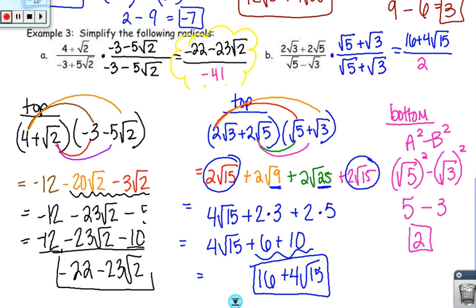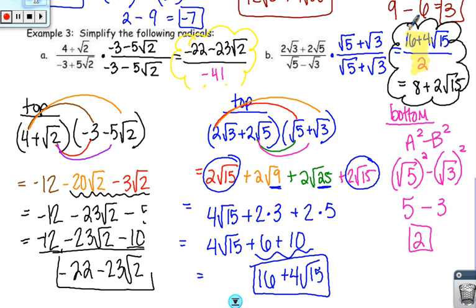Now on this one, you might notice that all these numbers on the outside could be reduced. So if you can reduce them, I would. 16 divided by 2 is 8. 4 divided by 2 is 2 square roots of 15. If you don't reduce, it's not the end of the world. But this one would be the more correct answer.